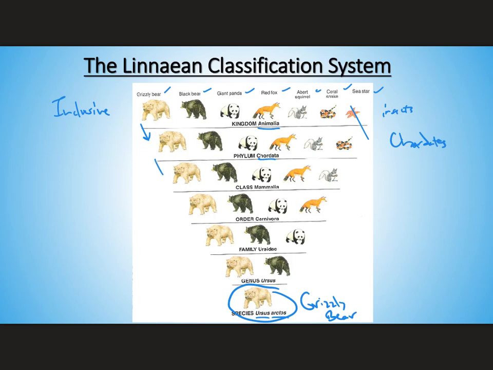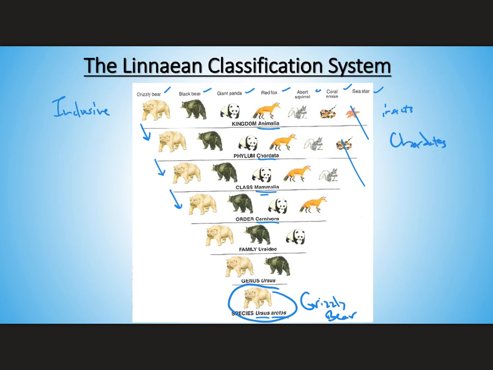Now, if we go down to a little bit more exclusive grouping, their class is called Mammalia. This is where we would be too, right? The mammals. And so that allows us to remove the snake from the grouping, but keep the squirrel, fox, and the different types of bears. Now we can go a little bit tighter, right? The order Carnivora, the carnivores.